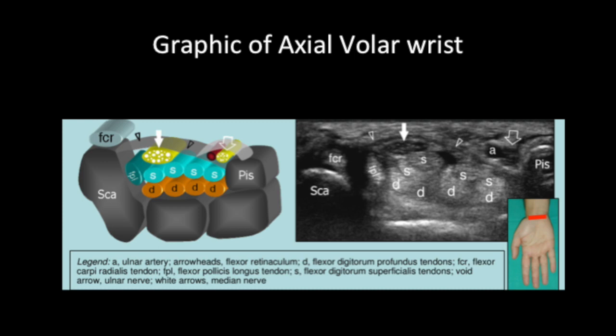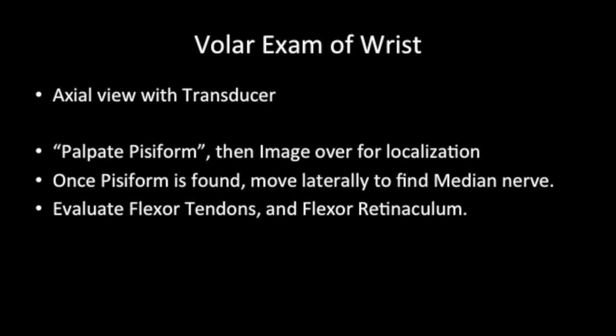The graphic on the left is helpful in reminding us of the proximal boundaries of the carpal tunnel, with the pisiform on the medial aspect and the scaphoid bone on the lateral. In the volar examination of the wrist, it is best to start with the pisiform bone as a landmark prior to using the transducer.